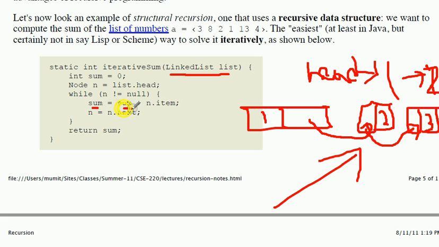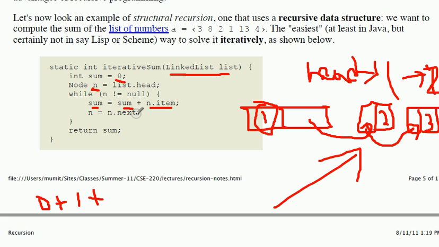So sum equal to sum plus n dot item. N is head now. Look over here. N is head, list dot head. So this is the item. So 1 plus 0 plus 1. Why 0? Sum is 0. And you have n dot item, which is 1. So this is 1. Okay.